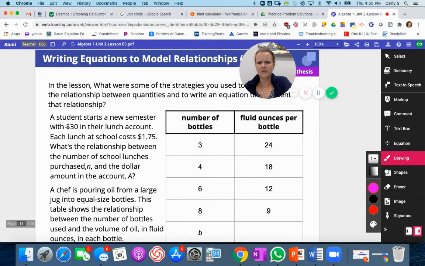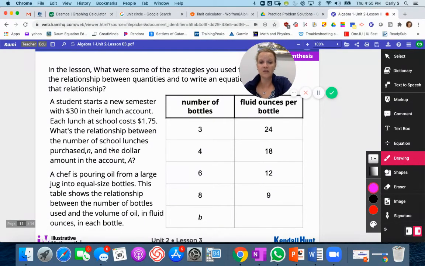Here's another example. A student starts a new semester with $30 in their lunch account. Each lunch at school costs $1.75. What's the relationship between the number of school lunches purchased, N, and the dollar amount in the account, A? So A is going to decrease. So we have N times $1.75, however many that equals. And I'm going to say 30 minus that much is going to be how much is left in the account, because we start with 30 and we're subtracting $1.75 for each lunch.